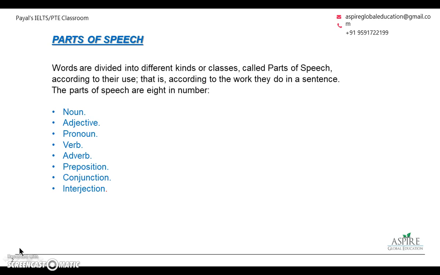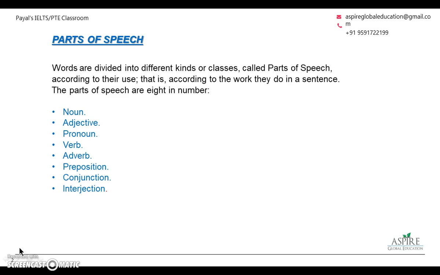So the parts of speech are eight in number: noun, adjective, pronoun, verb, adverb, preposition, conjunction, and interjection. So are you thinking that I'm going to use all these parts of speech at the same time in a sentence? Not at all. We, in fact, cannot use all of them at the same time in a sentence because all of these parts of speech have different purposes in a sentence, and it's difficult to use them together.